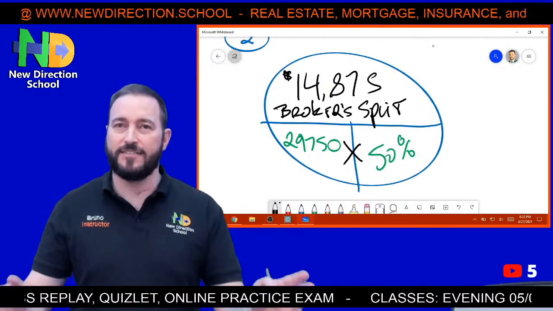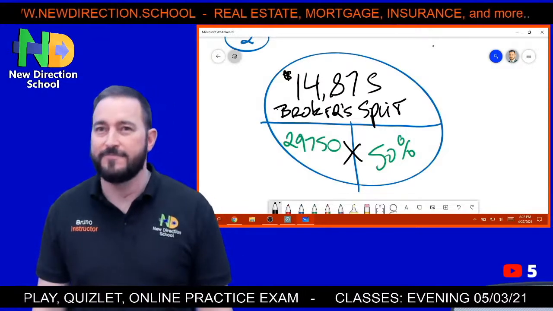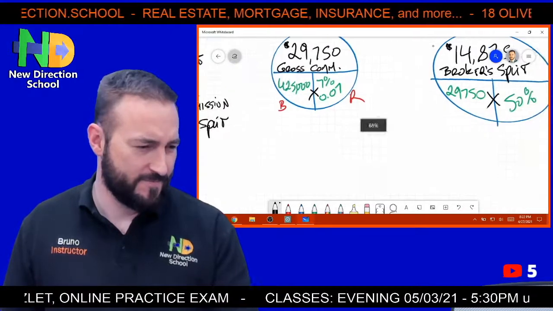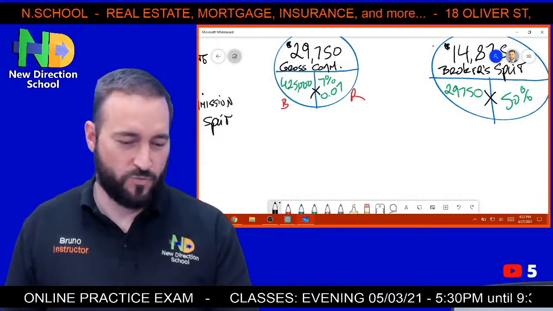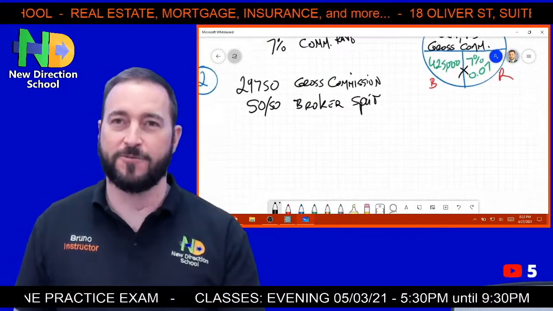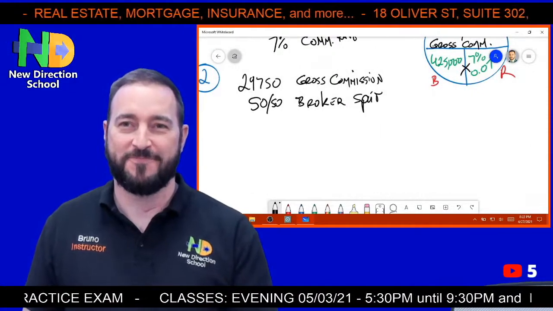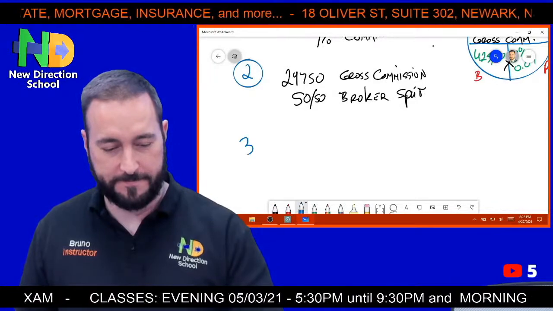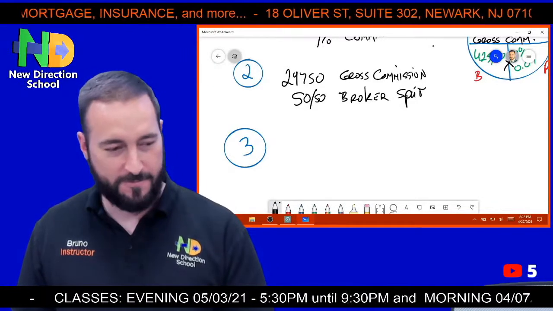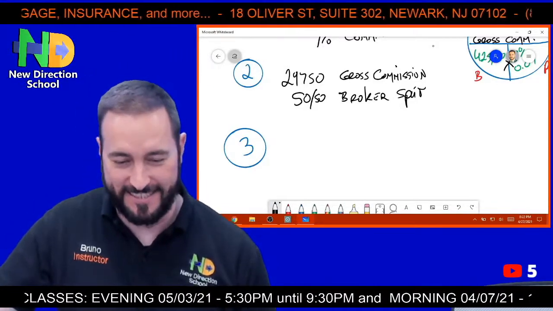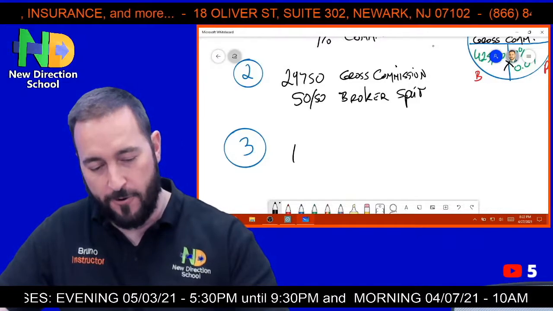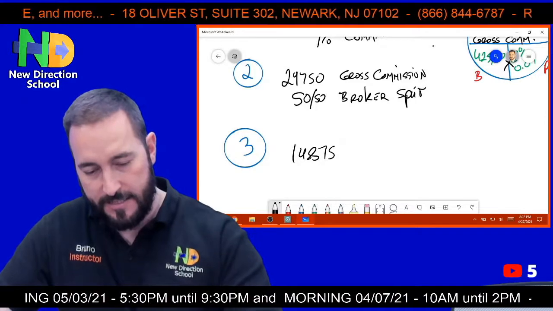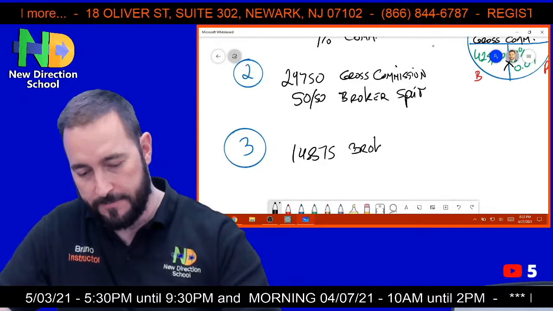Can we now get finally to Joaquin and figure out how much he made? Now we can. Brenda's like, so is my mom, with trying to figure out what's going on. Step number 3. Marlon's way ahead of the game. I know. All right. So now we got 14,875 is the broker's split.